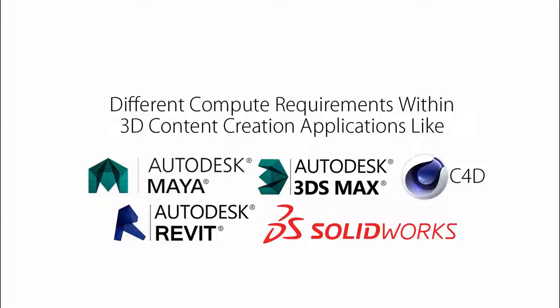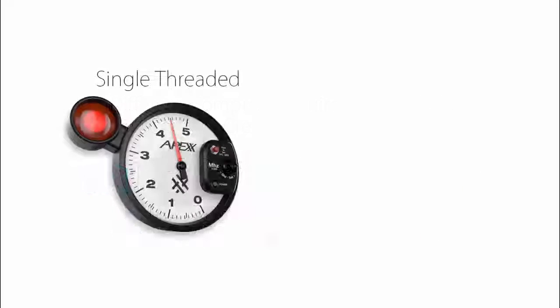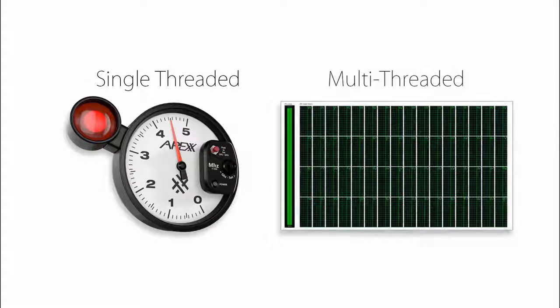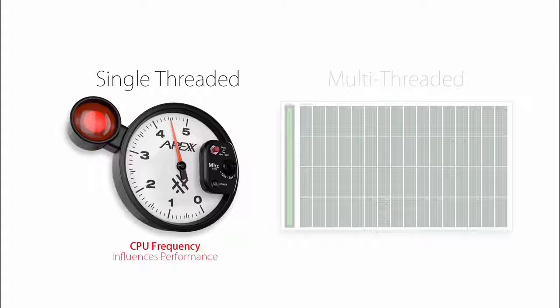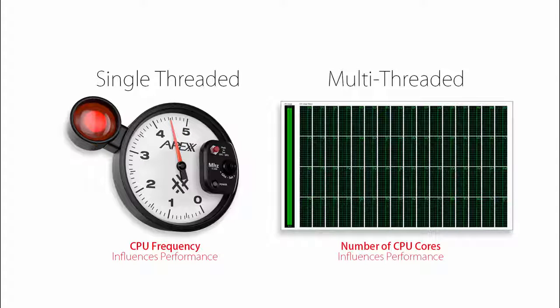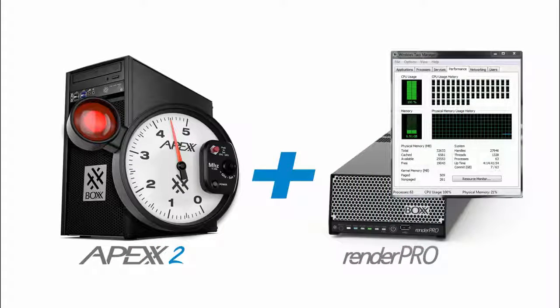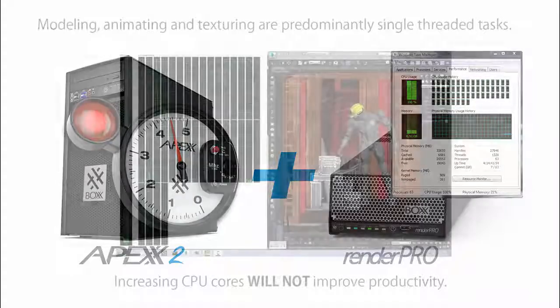These compute requirements can be broken down into two main categories: single-threaded tasks and multi-threaded tasks. Single-threaded tasks will benefit from a high-frequency CPU, while multi-threaded tasks like rendering will benefit from many CPU cores. The Boxx Workflow properly addresses these specific bottlenecks with a unique hardware solution package designed to maximize your creative productivity. Let's take a look at some examples.